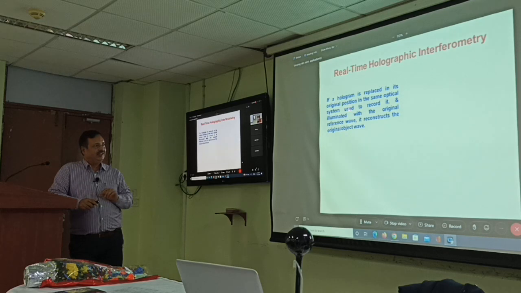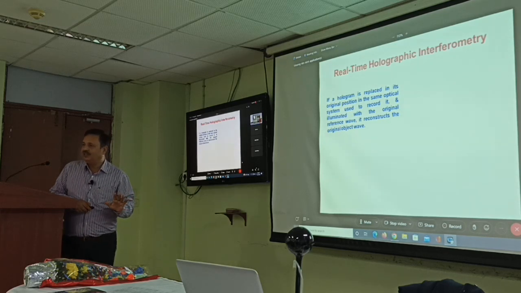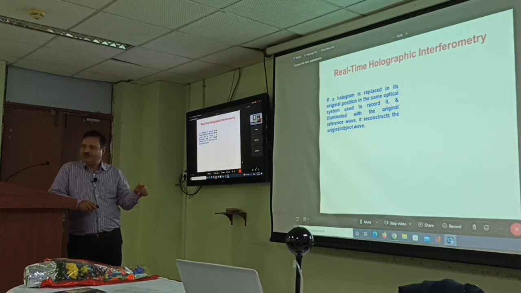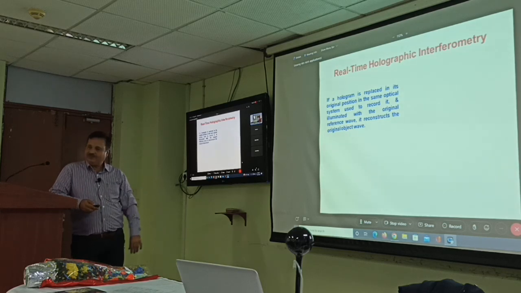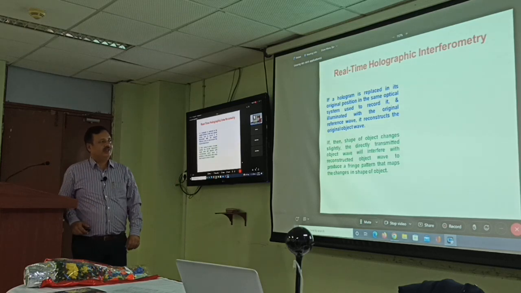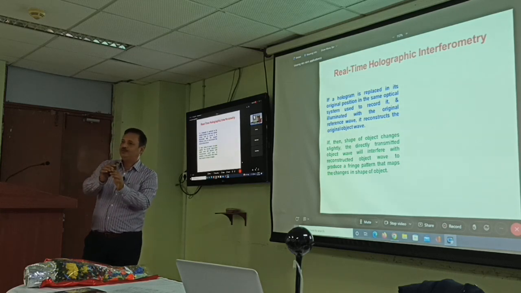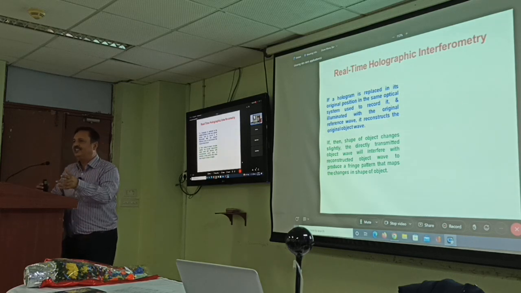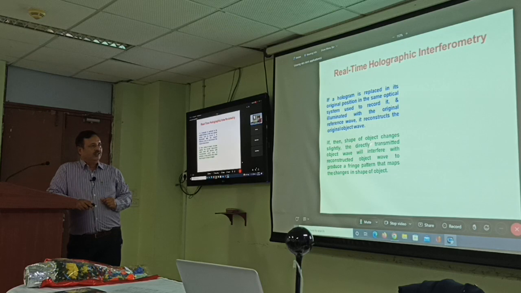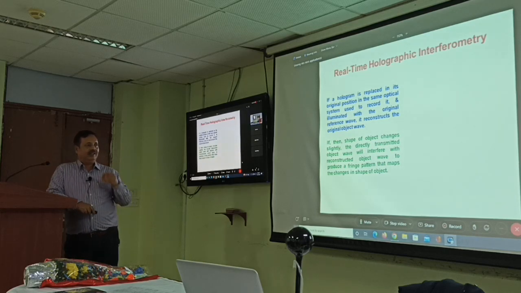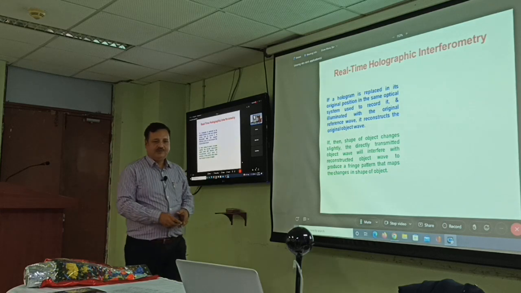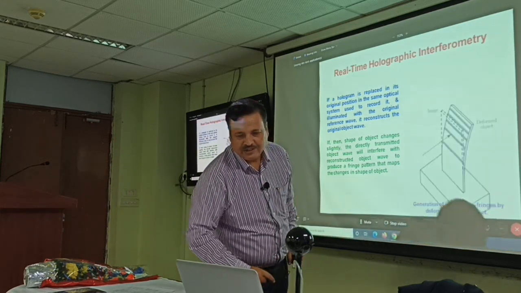Getting my point? Let me read it again. If a hologram, whatever hologram we have recorded, is replaced in its original position in the same optical system and illuminated with the original reference wave, the same R(x,y), it reconstructs the original object wave. Then if the shape of the object is changed, like some object has moved, or been reoriented or tilted, or anything has happened in between, any such changes will be reflected as a change in the phase. So the directly transmitted object wave will interfere with the reconstructed object wave to produce the fringe pattern, and this is what you can see here.